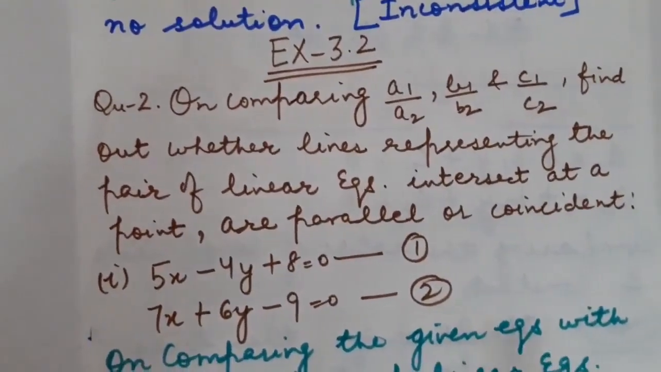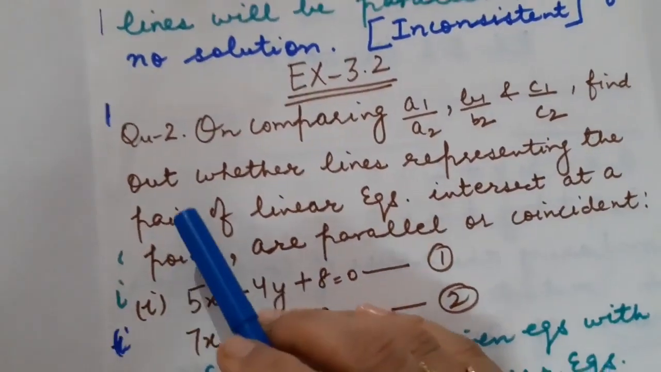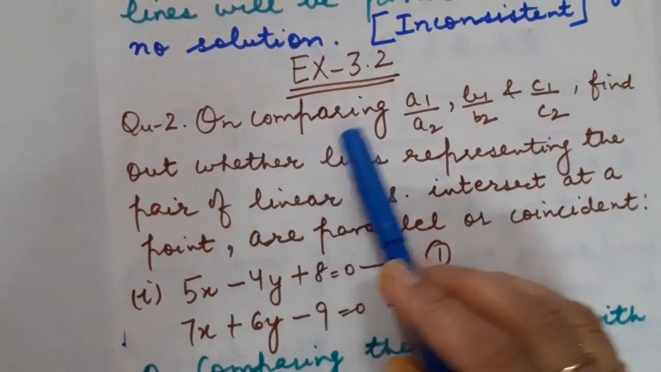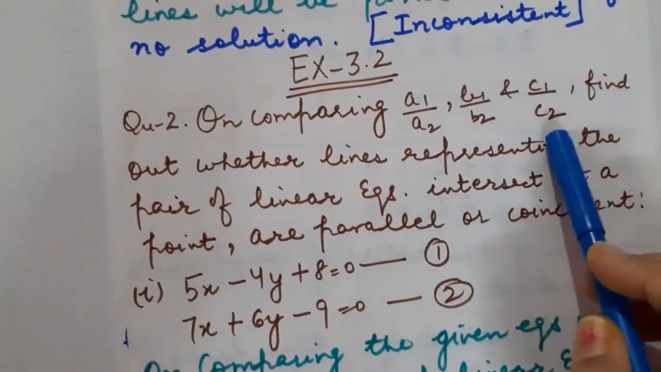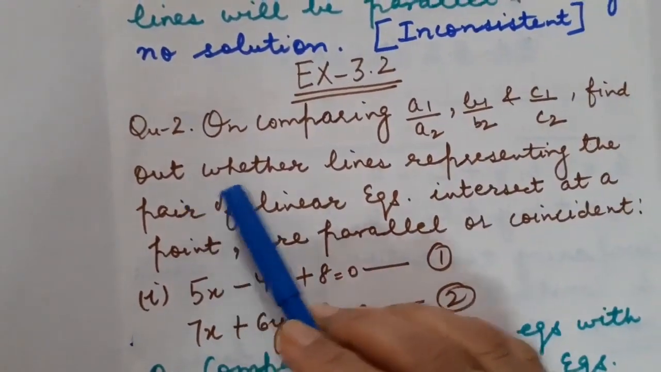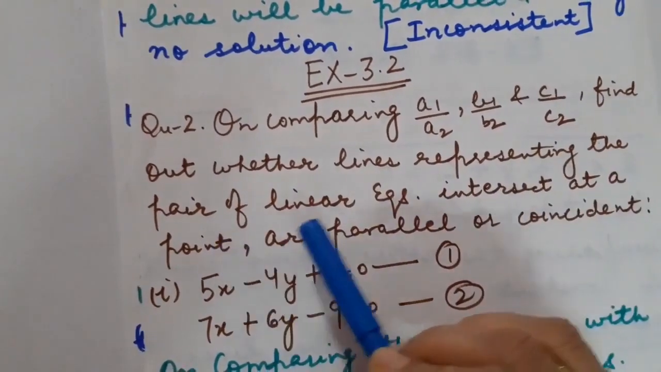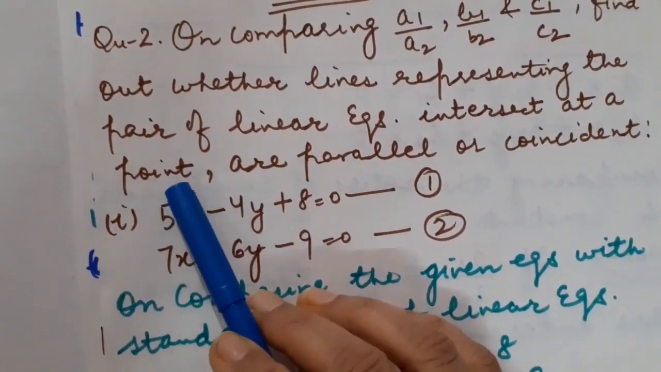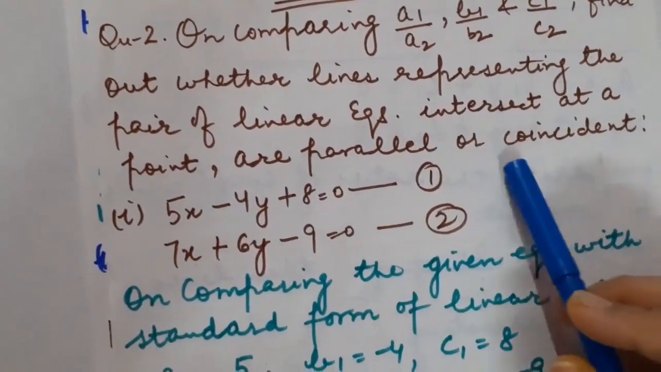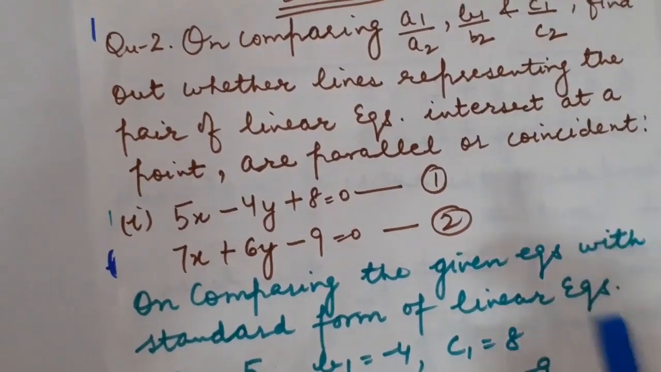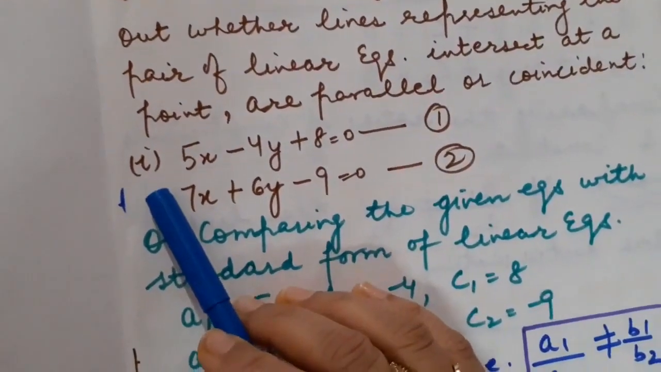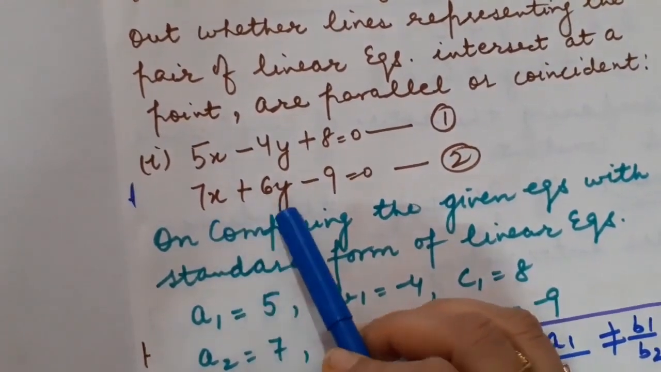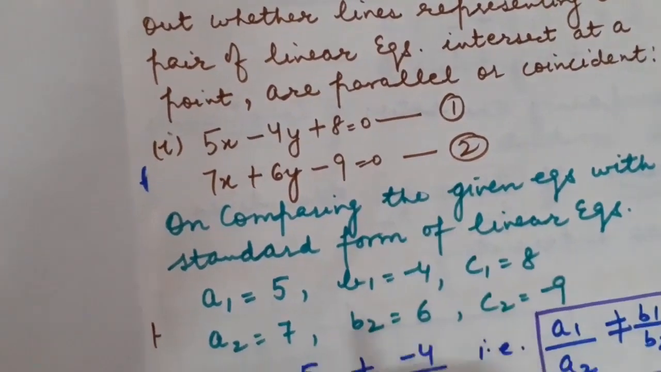Now, for better clarity of the concept, I have taken one question, question number 2 from exercise 3.2 of NCERT. On comparing a1 upon a2, b1 upon b2 and c1 upon c2, find out whether the lines representing the pair of linear equations intersect at one point, meaning whether the lines are intersecting, or they are parallel, or they coincide each other, right? So this is the first part which I am going to take. 5x minus 4y plus 8 is equal to 0. 7x plus 6y minus 9 is equal to 0.